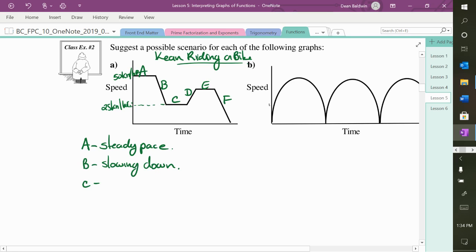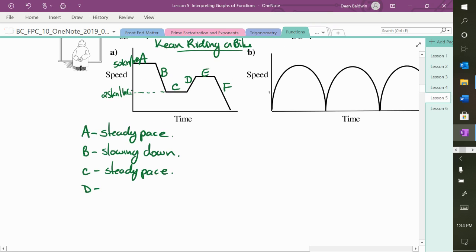What about C? What's happening at C? Steady pace again, because the speed isn't increasing or decreasing. And D? He gets chased by a dog, so he has to speed up. Because of a dog. What happens in E? Steady pace again.